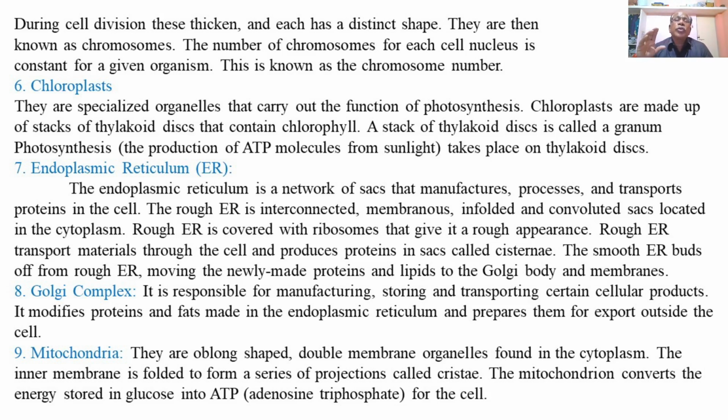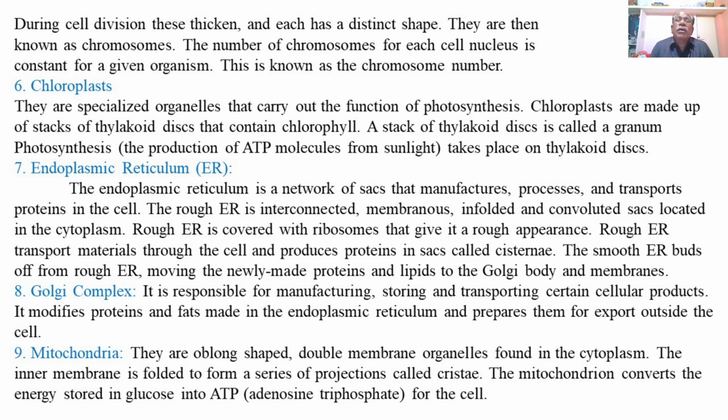The number of chromosomes in each cell nucleus is a constant for a given organism or species. There is a definite number of chromosomes present in the cell nucleus in the form of two sets of chromosomes, and the number in a single set or two sets is definite in a given species. This is known as the chromosome number.